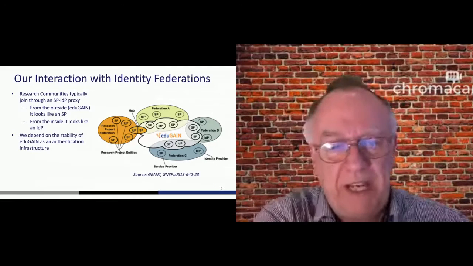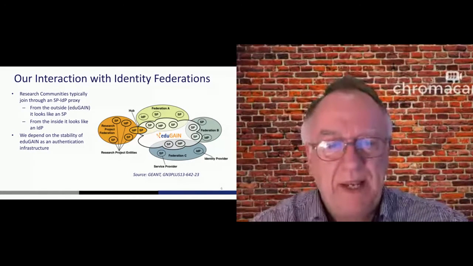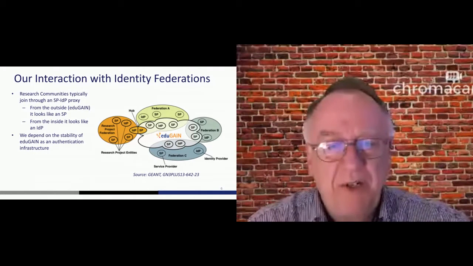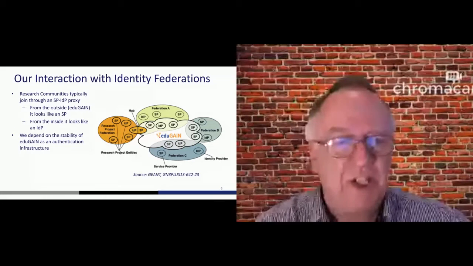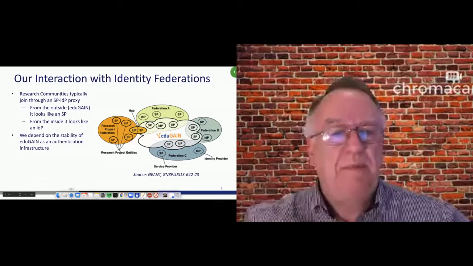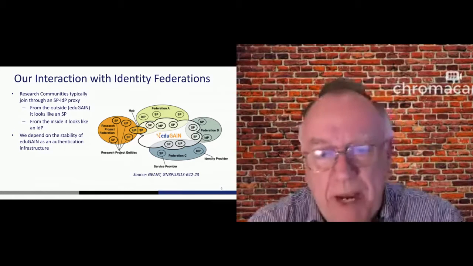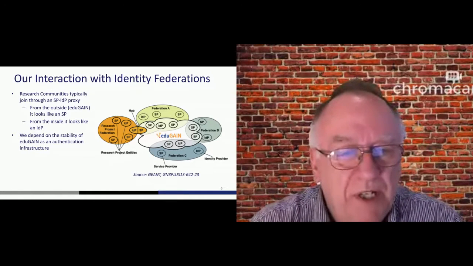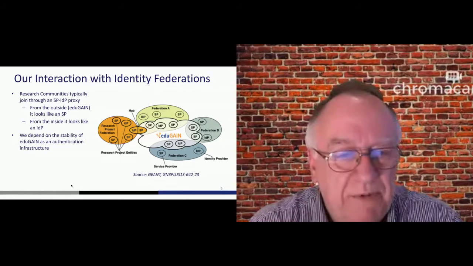But on the left here is an orangey-brown colored entity, the Research Project Federation, with SPs and IDPs in there, and we join into Edugain via this proxy. This was an important standardization that came out of the ARC project and is being used by many of the research communities. So from outside, from Edugain, that proxy just looks like a service. So the whole of the research community is represented in the Edugain Federation by a single service provider.